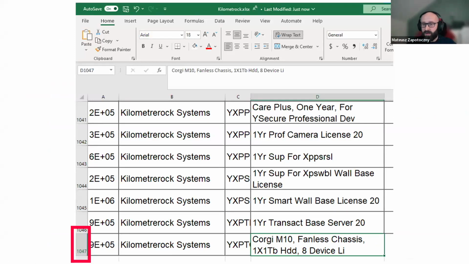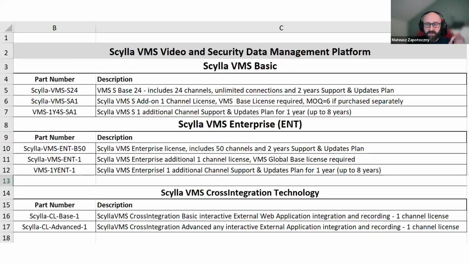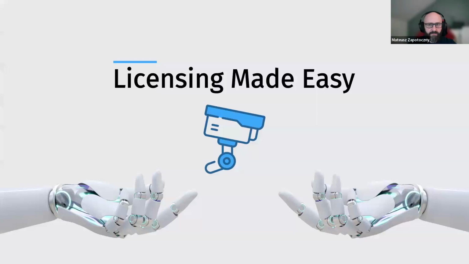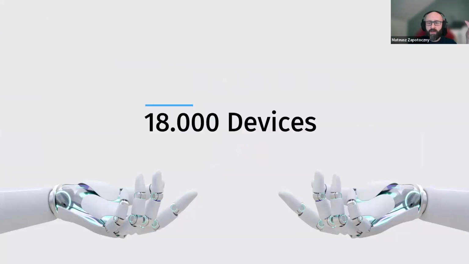And how is it done in Scylla? Scylla VMS, like we said, licensing made easy. This is the price list. It's easy for the investor. It's easy for your sales department. It's easy for you. You don't need to waste your time looking for all the items in the price list and compiling a really complicated quotation. No, simple as it is. You need 100 channels, you just buy 100 channels. That's it. 128? You want to add an additional 24 channels? Buy 24 channels. That's it. Nothing else. Made easy.